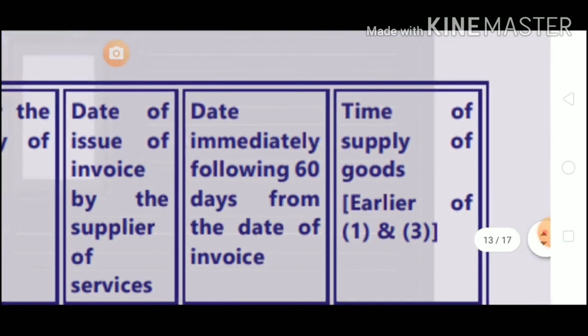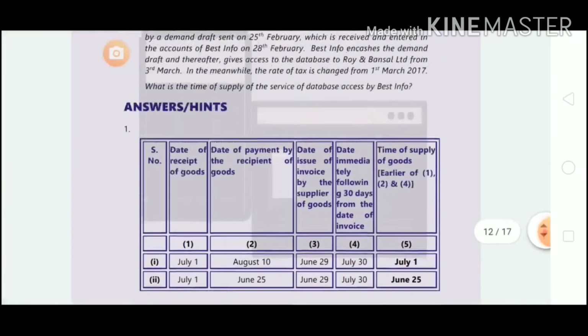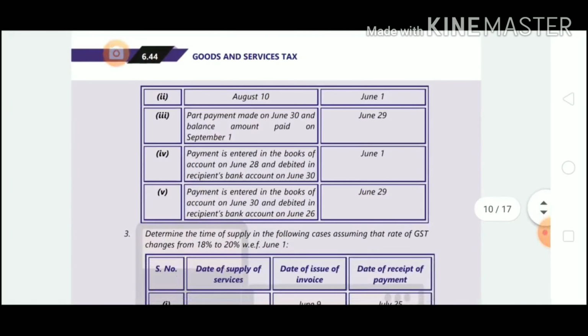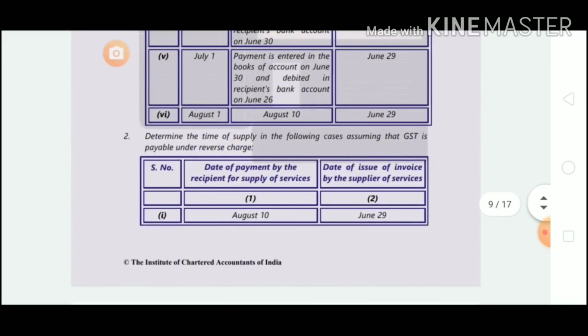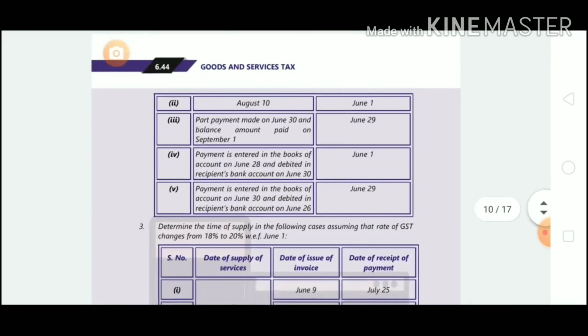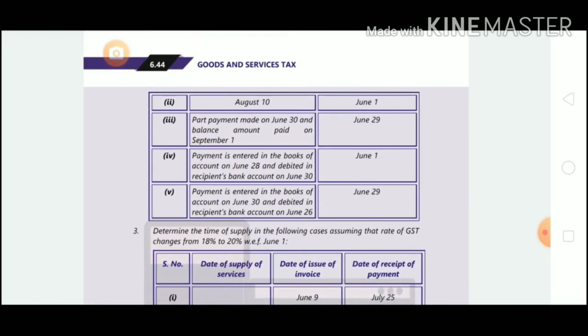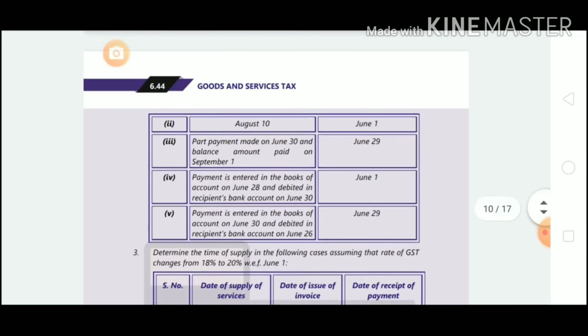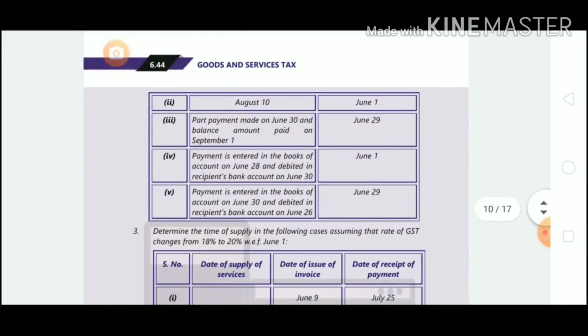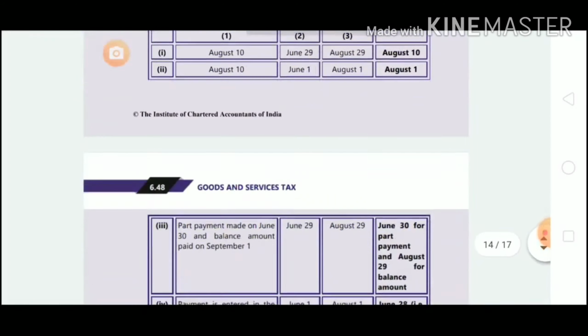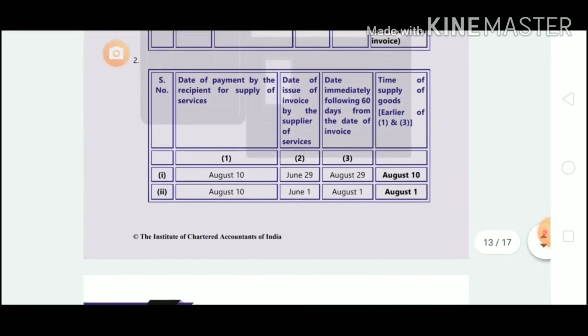Let's see the question once. I guess everything is mentioned here. Wait a minute. Third one, it's given here part payment made on June 30 and balance amount paid on September 1. And date of invoice they have given us June 29. See the answer. We'll do from here only.